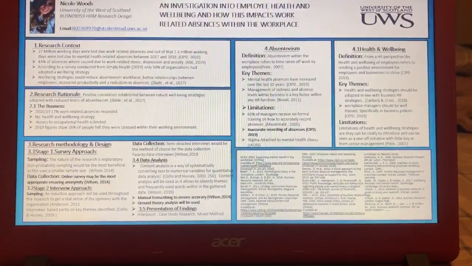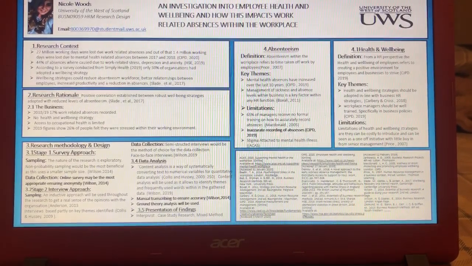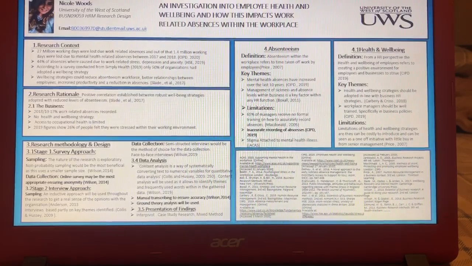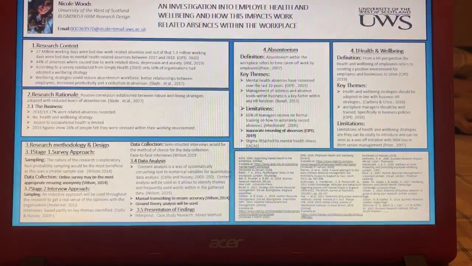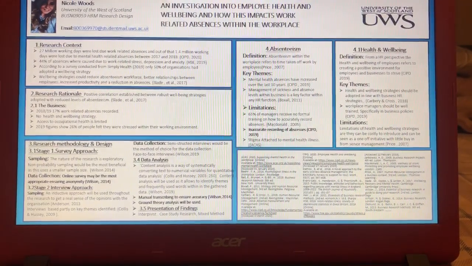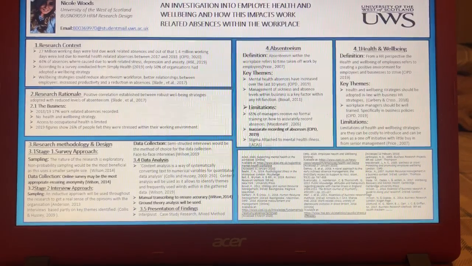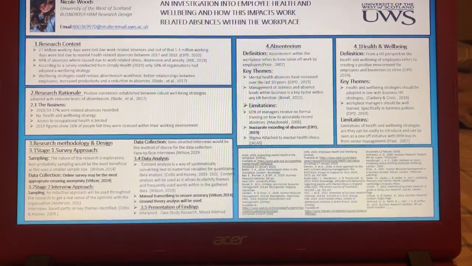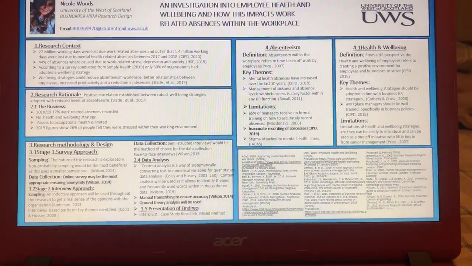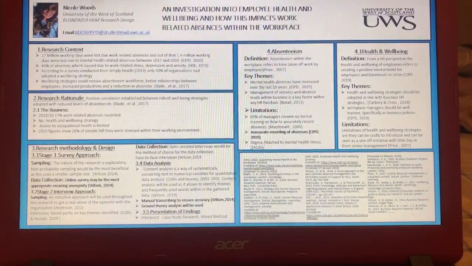So moving on then to the theoretical background. First of all, looking at absenteeism. Absenteeism within the workplace refers to time taken off work by employees. This is normal within any workplace. This includes maternity leave, compassionate leave, annual leave and sickness as well.